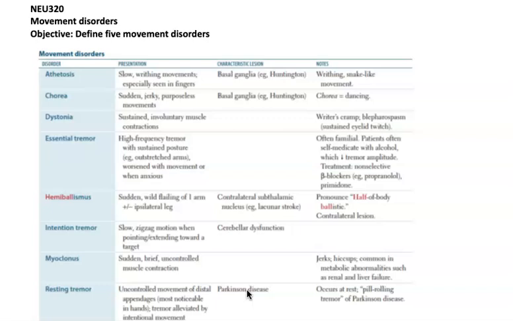So, starting off with our definition, when you look up here at Huntington's disease, you'll see that it is an issue in the basal ganglia, which is a collection of different regions in the brain that are all interconnected to help control movement. And when there's disruption in that, then you get, for Huntington's disease, athetosis, which is a slow writhing movement, and you get chorea, which is sudden, jerky, purposeless movements.